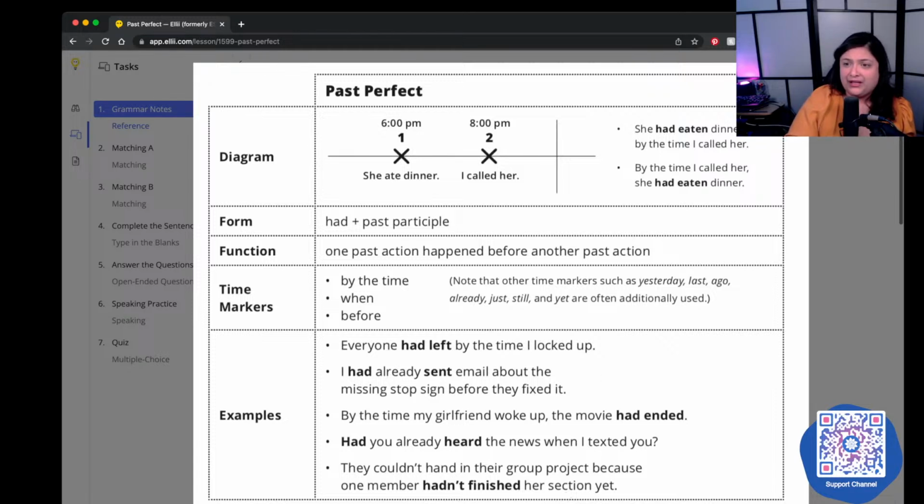So, this is the sentence pattern. We have the subject plus had, plus the past participle. And then the complement. And we use the past perfect to express one past action that had happened before another past action.